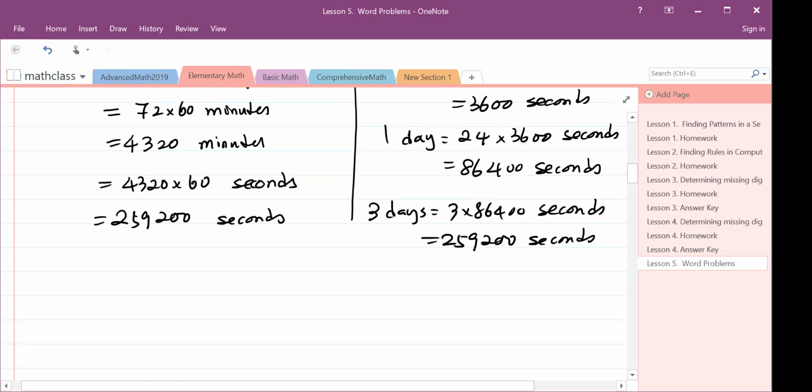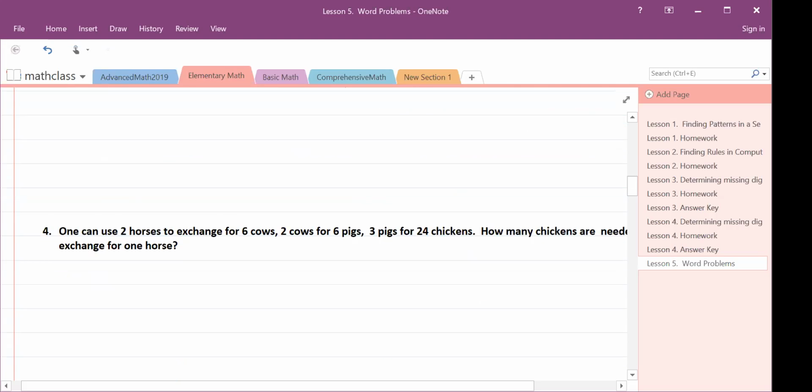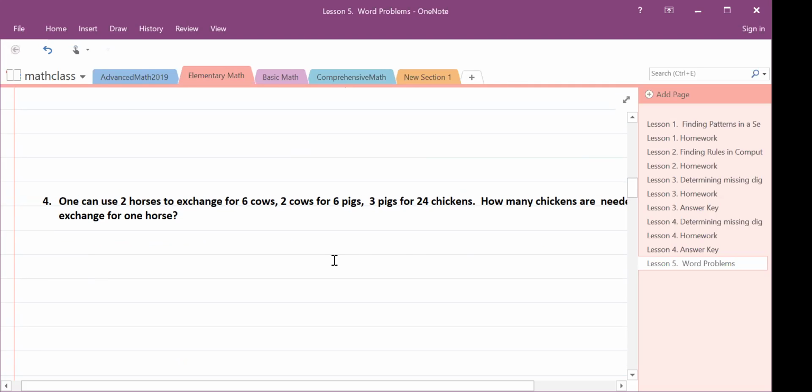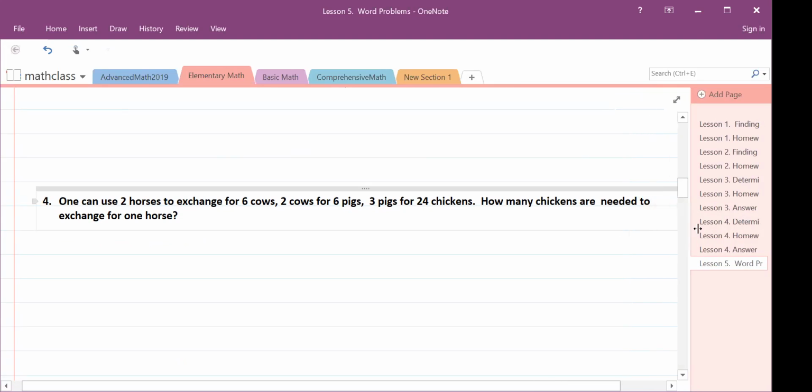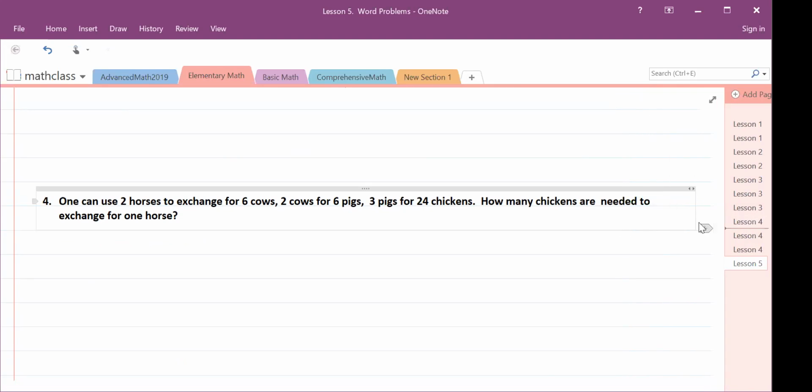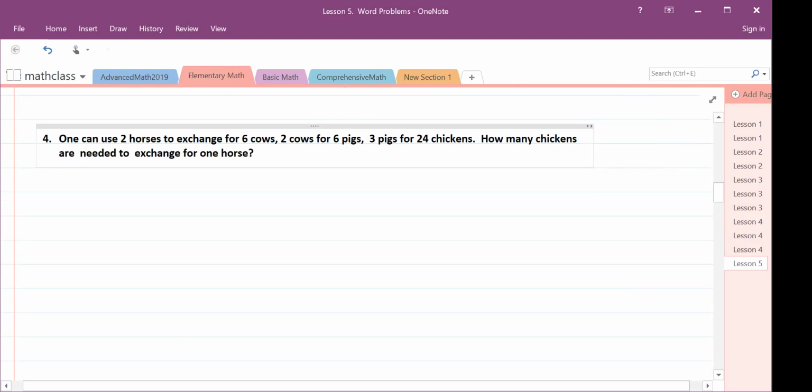All right, so let's do the next one. Let's do the next problem. I will give you a minute to think about it. Okay, one can use 2 horses to exchange for 6 cows, 2 cows for 6 pigs, 3 pigs for 24 chickens. Okay, so the question is how many chickens are needed to exchange for 1 horse?